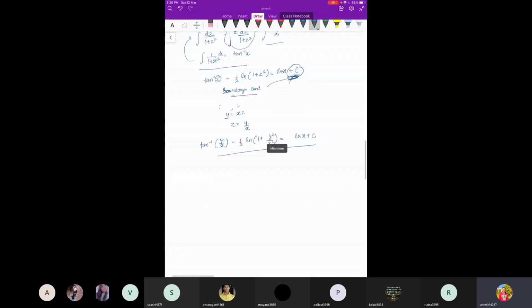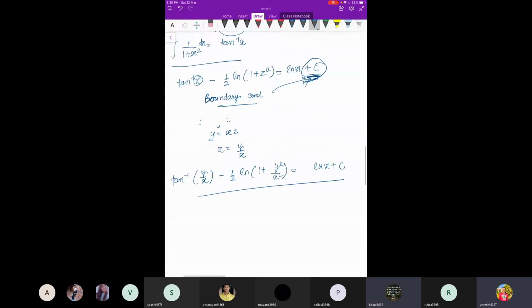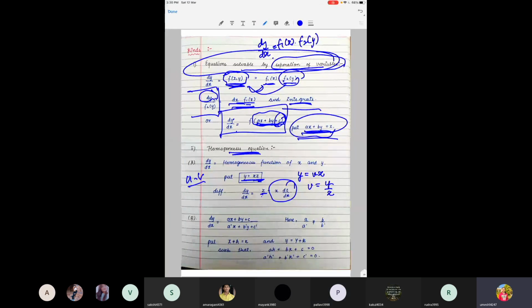I hope it's clear. Yes, Bhaiya. Okay, moving on to the next part, we have the form of equation dy by dx equals (ax plus by plus c) upon (a dash x plus b dash y plus c dash). And we note one thing here, that a upon a dash is not equal to b upon b dash. So in this type of variable separation, what we do is हम x को x plus h से replace करते हैं और y को y plus k से replace करते हैं.